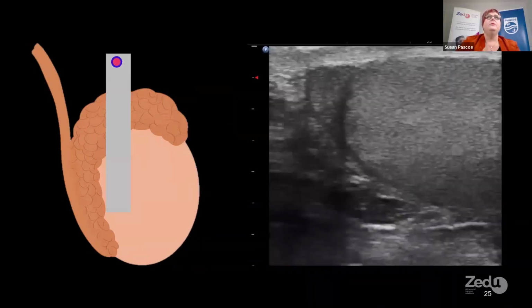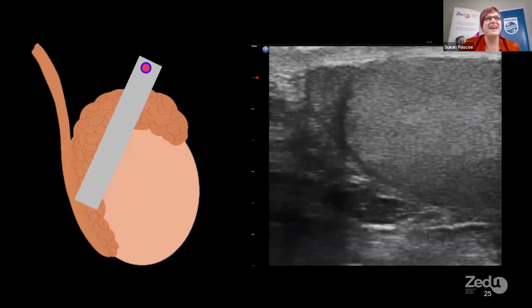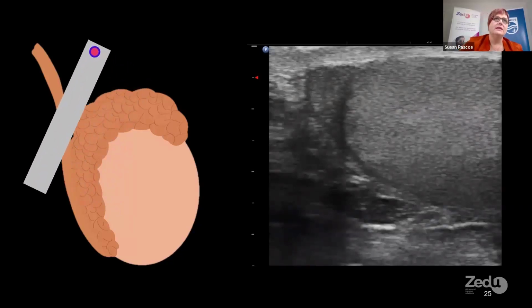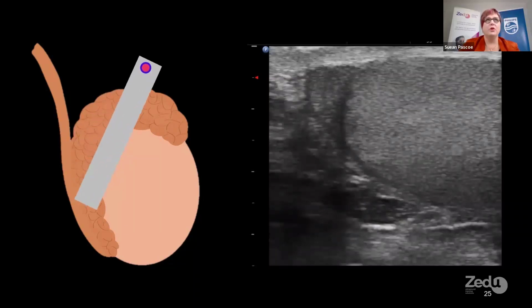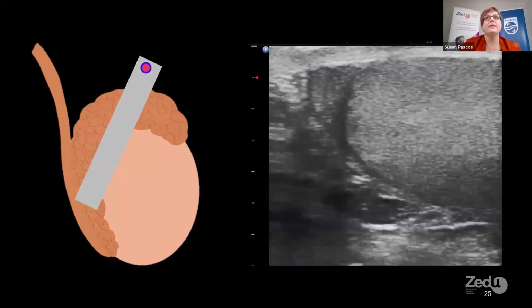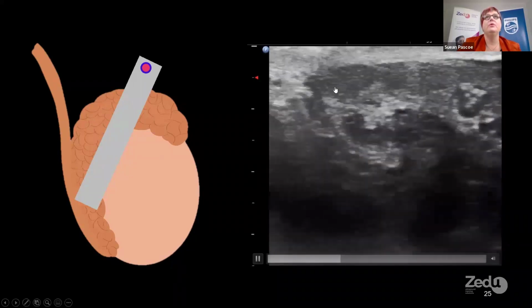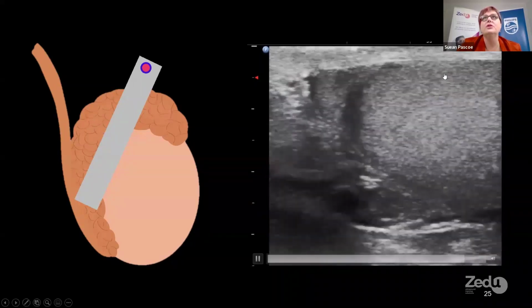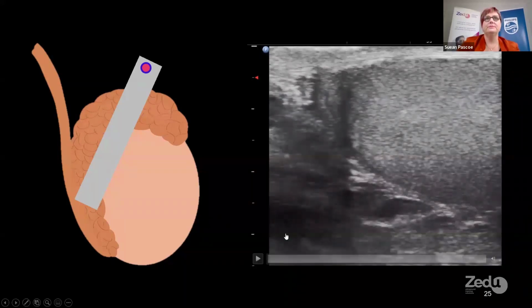To find the epididymal tail, you need to rotate your probe a little bit to be able to lengthen out the tail of the epididymis, and then you search laterally and just start sweeping over towards the lateral border of the testis. So you can see here the epididymal head, and then we have this hypoechoic, so you can see the little tubules in amongst it there as well.